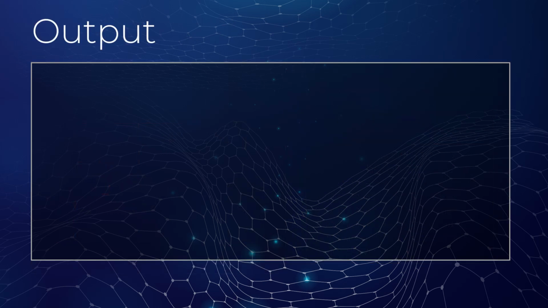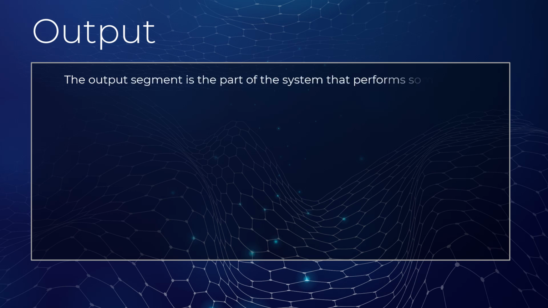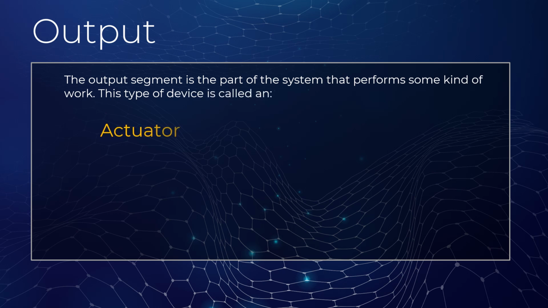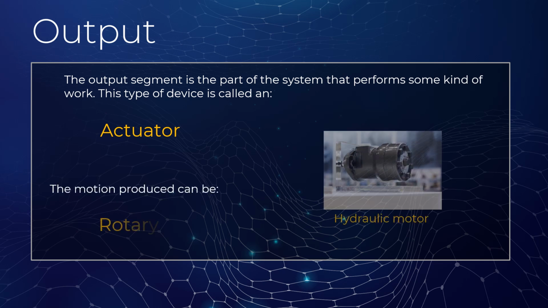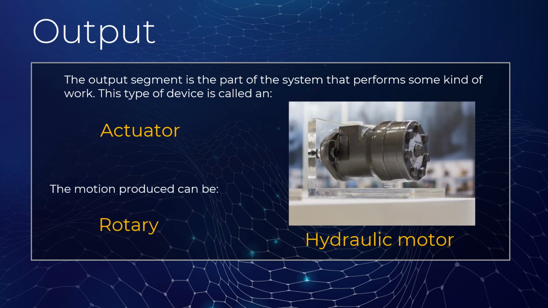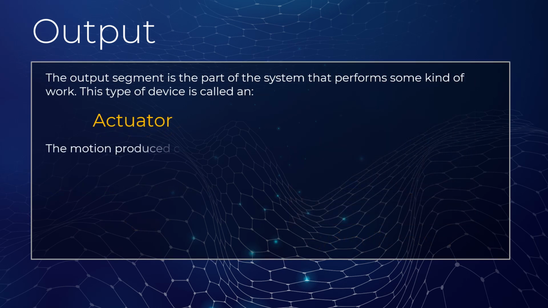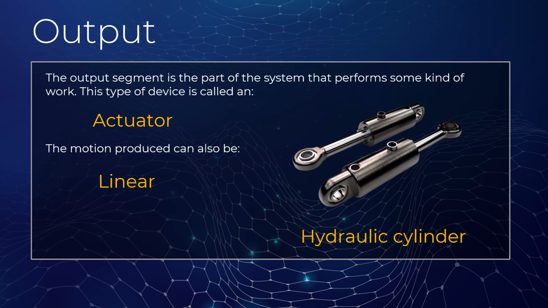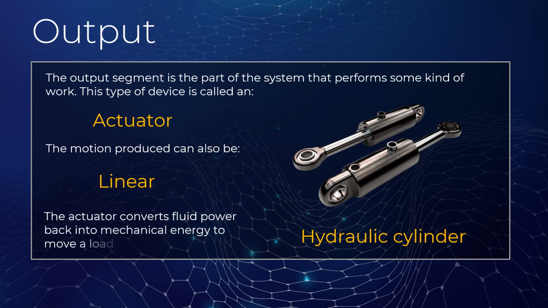Output. The output segment is the part of the system that performs some kind of work. This type of device is called an actuator. The motion produced can be rotary using a hydraulic motor. The motion produced can also be linear, using a hydraulic cylinder. The actuator converts fluid power into mechanical energy to move a load.